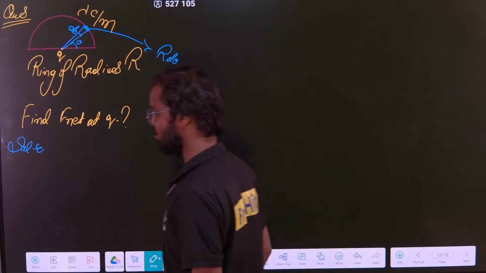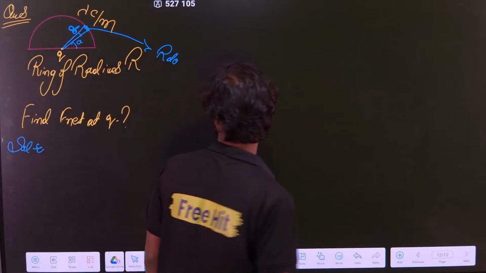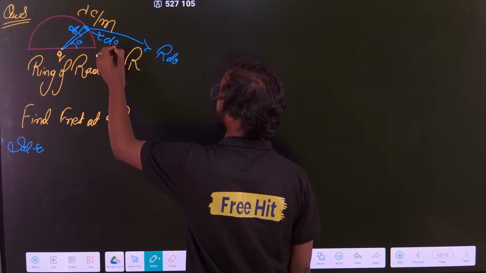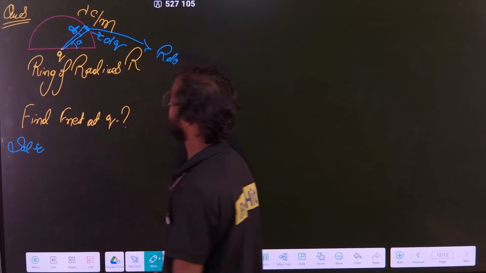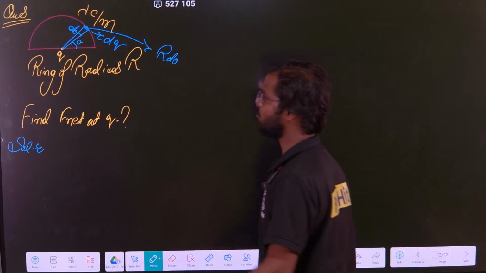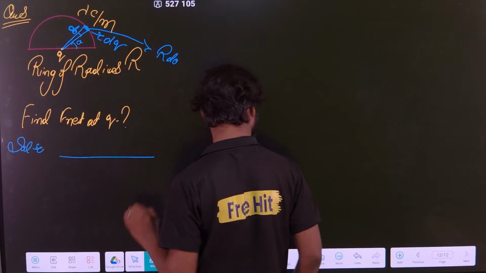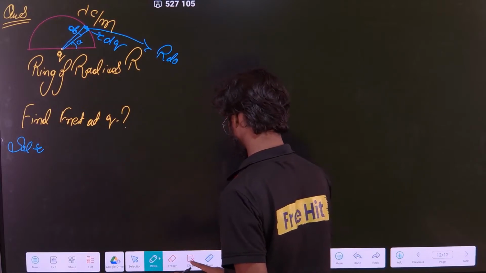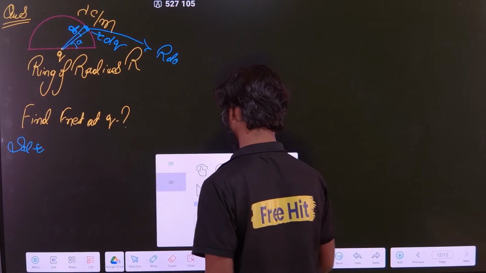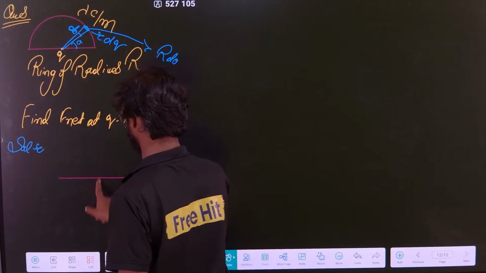Now just apply the same concept. Now you know everything. What is this? This is my dq, the small charge on this element. How to solve it? Simple approach. Just let me draw a reference here, so that it will be easy for you to understand. Suppose this is the reference.